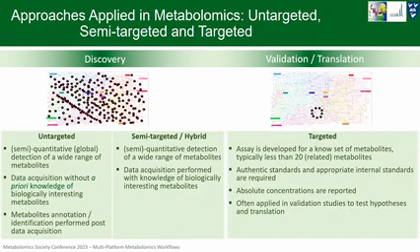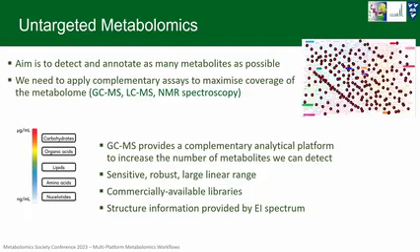And then, in contrast, you've got the targeted approach. And here you know what metabolites you're interested in. You're typically looking at less than 20. You do a lot of method development and validation. And this is often applied when you're validating your studies or translating them at the end. For this presentation, I'm really going to focus on more the untargeted, semi-targeted approaches that we apply.